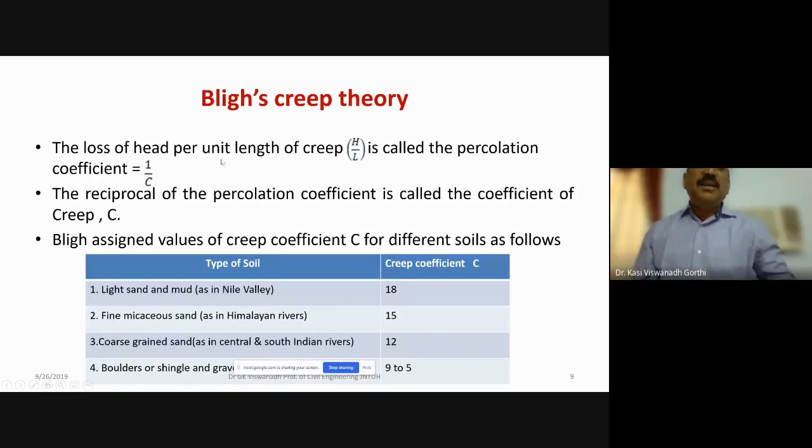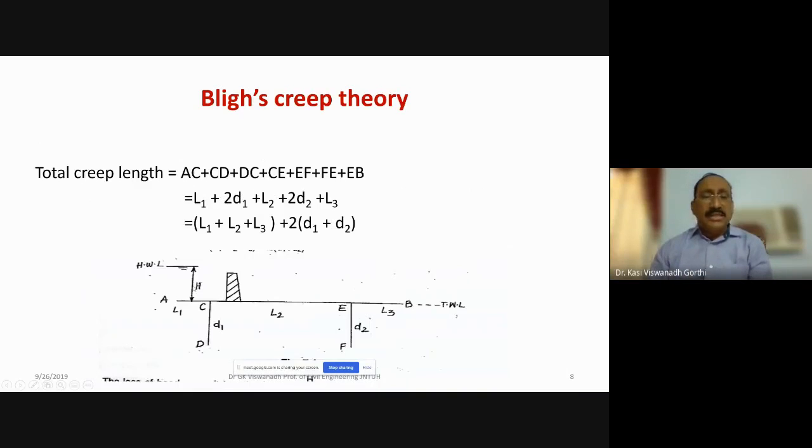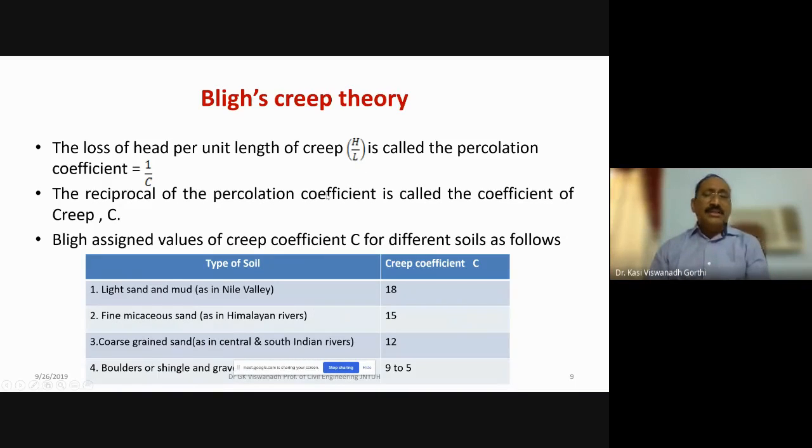The loss of head per unit length of creep is the percolation coefficient. So you know the total length of creep and the total head is known. Total head is H. Say total creep length is L. Then H by L is called the percolation coefficient.